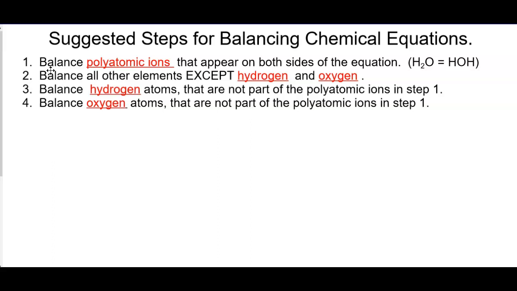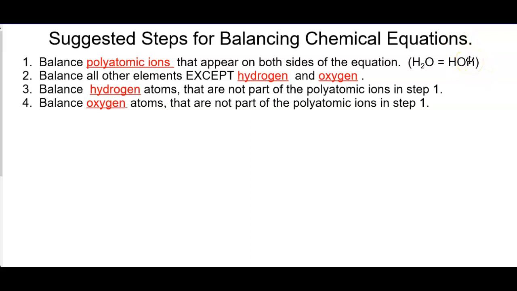But generally speaking, probably about 90 to 95% of the time, if you follow these steps, you will be able to balance chemical equations much more simply. First thing you have to do is look for polyatomic ions that appear on both sides of the equation. Also consider writing water, H2O, as HOH instead of H2O. When you see it presented as H2O, consider writing it out as HOH, because then you will see the polyatomic hydroxide ion right there.